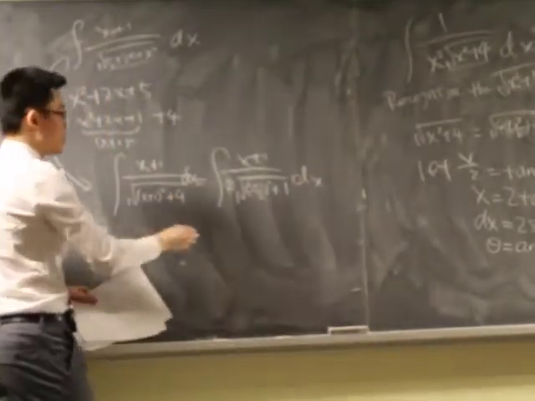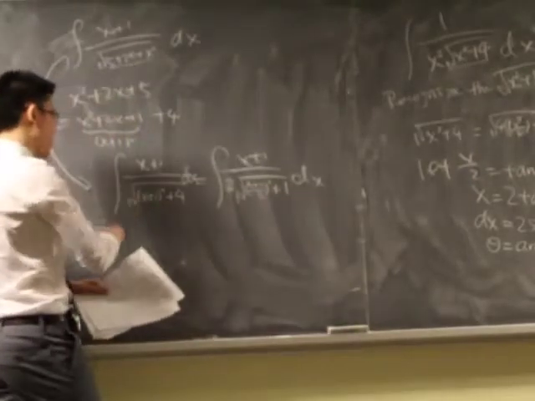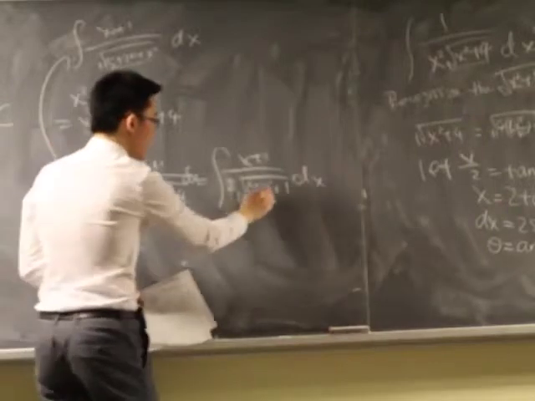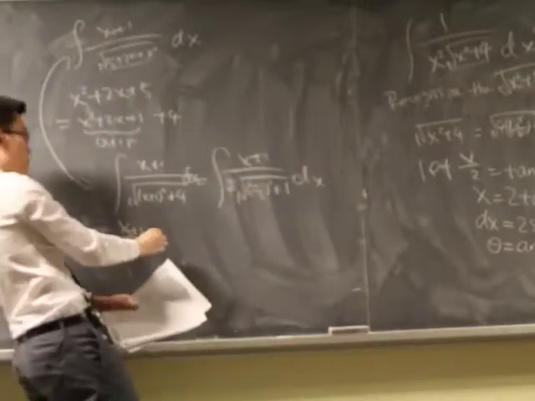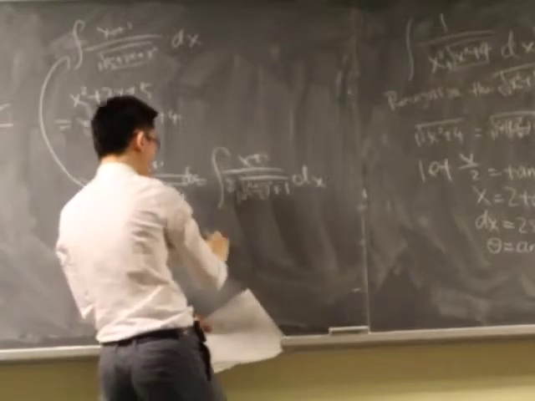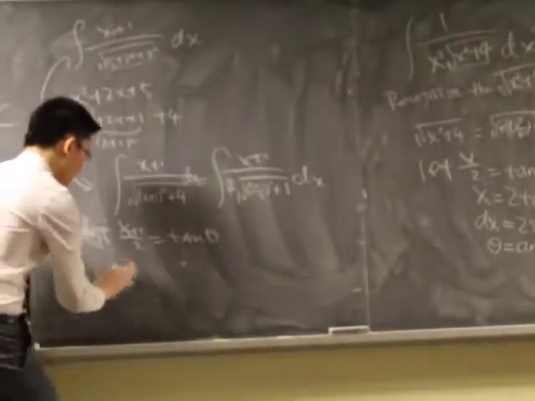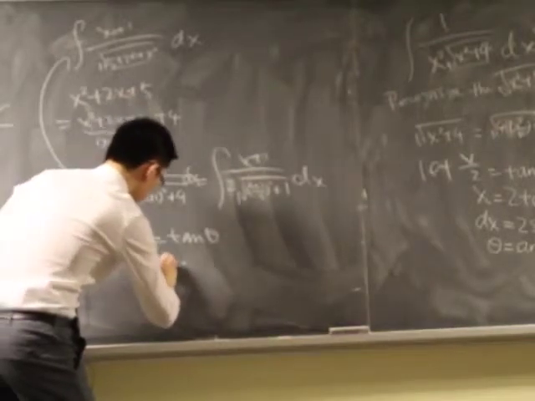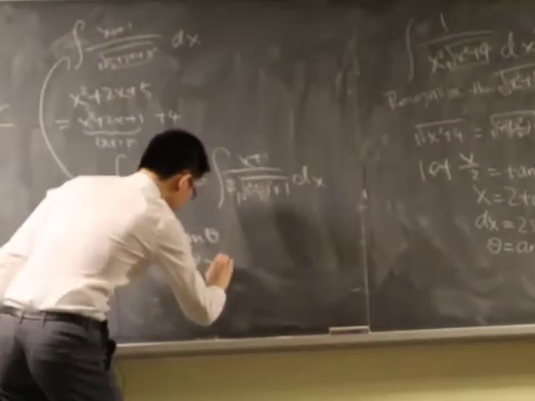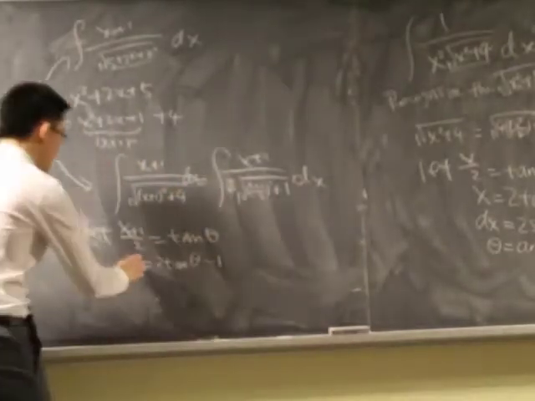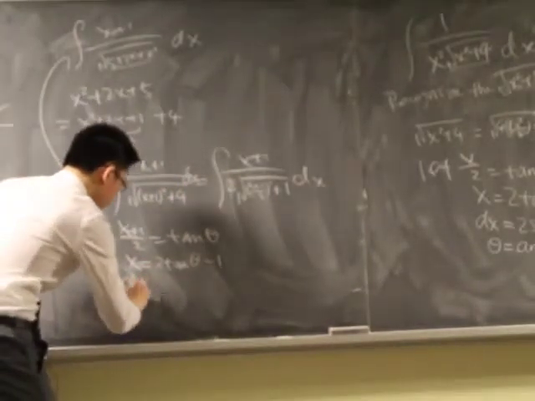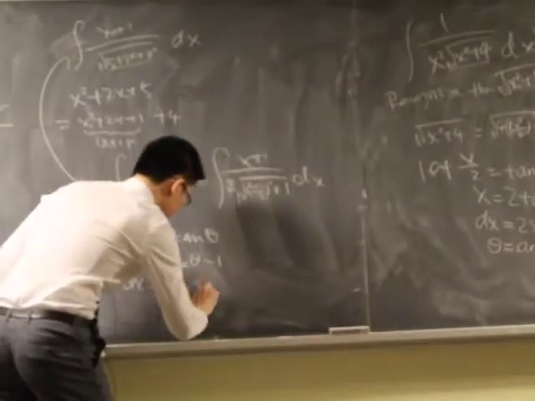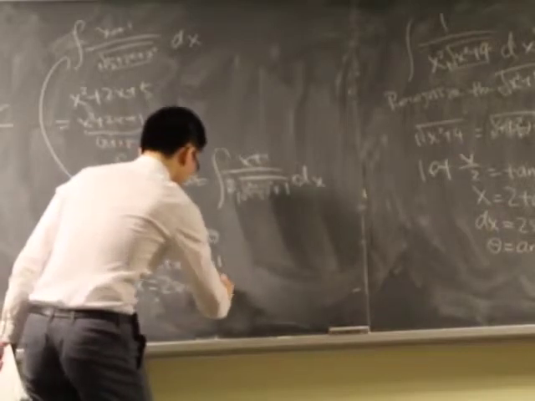Now using the trigonometric substitution, recognizing this as the form x squared plus 1, using tangent theta, we let whatever is inside of the bracket, in this case x plus 1 over 2, be equivalent to tangent theta. And then we see that x is equivalent to 2 tangent theta minus 1, which will make dx 2 sec squared theta d theta.